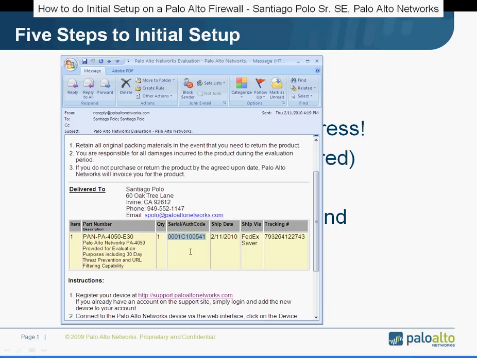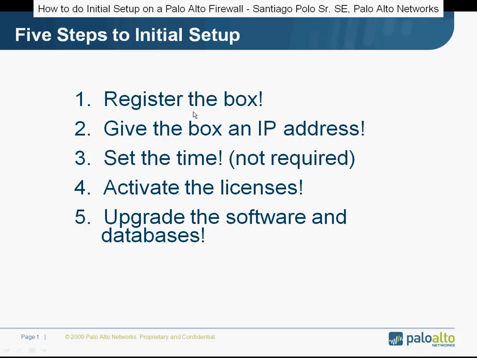There are 5 steps to getting Palo Alto firewalls up and running, and we will go through those. So first off, you have to register the box. And that's why that email is important. We'll talk about that. Secondly, we will need to give the box an IP address. Third, you can set the time. This is not required, but it is an optional step that's helpful for later on down the road when you're looking at logs and things of that nature. Fourth, we'll want to activate the licenses, and fifth and finally, we will want to upgrade the software in the databases.